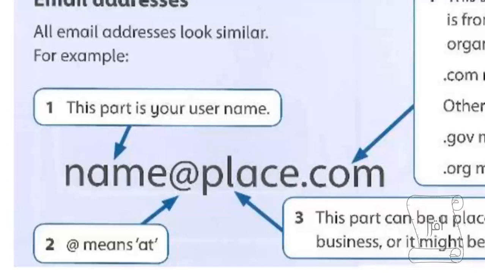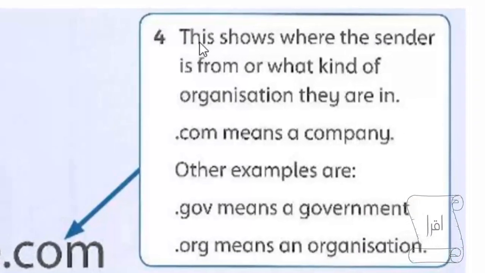Then comes this part. This part can be a place like a school or a business, or it might be the email provider. Email provider like Gmail, Hotmail, Yahoo, and then the last part is .com. This shows where the sender is from or what kind of organization they are in. .com means a company. Other examples are .gov. It means a government. Or .org. It means an organization.